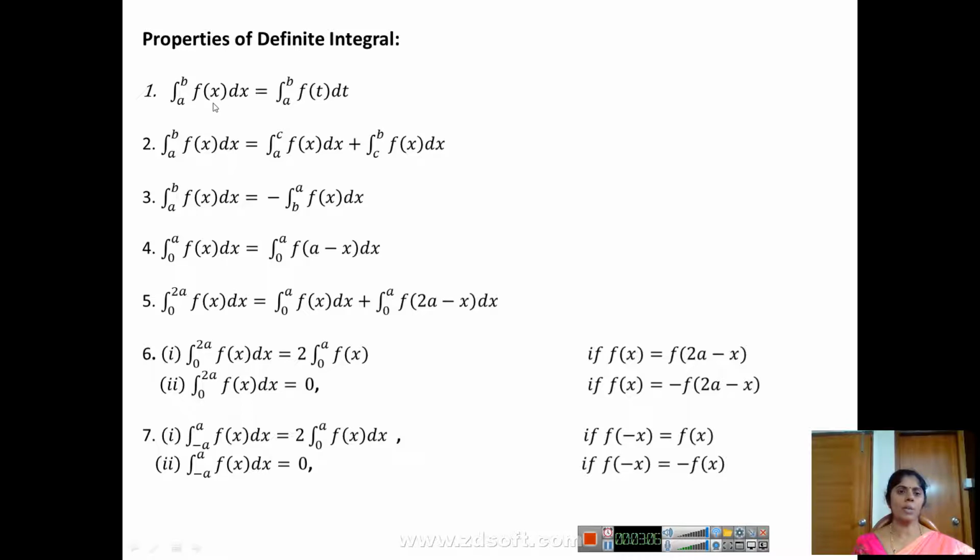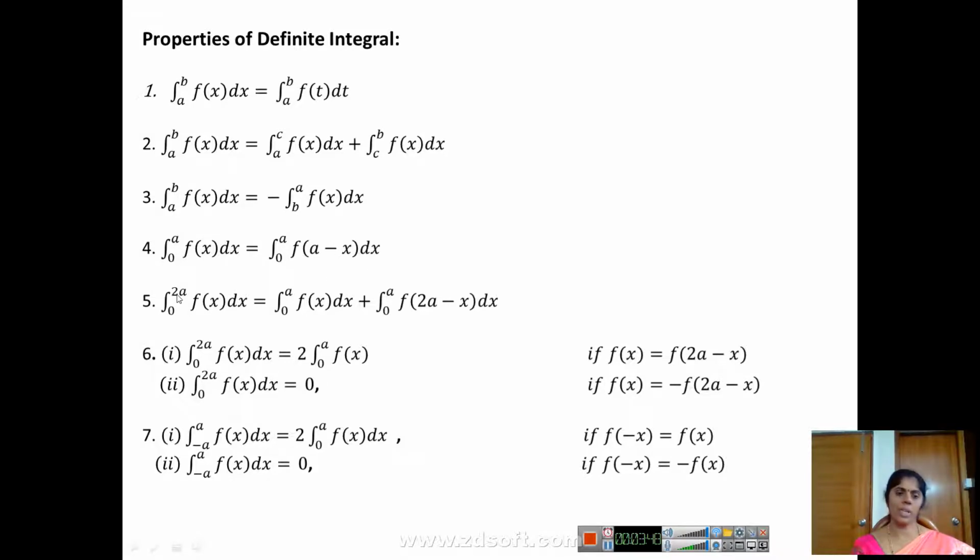Integral a to b f of x dx can be written as integral a to b f of t dt. Second one, integral a to b f of x dx can be written as integral a to c f of x dx plus integral c to b f of x dx, when a is less than c, c is less than b. And integral a to b f of x dx is equal to minus integral b to a f of x dx. And integral 0 to a f of x dx is equal to integral 0 to a f of a minus x dx.